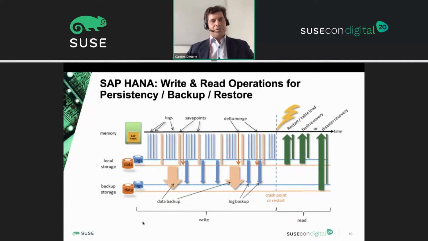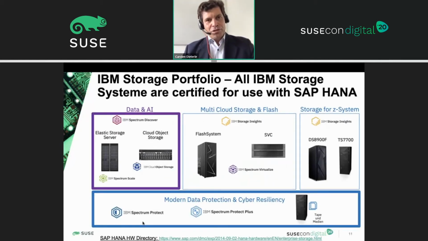Then you have, as I said before, to load your data from disk back into the memory of the server. And that is also a very I/O intensive, high bandwidth process, which needs a very good infrastructure in a SAN or in a network attached storage environment. From the IBM perspective, we have a huge storage portfolio, and as one big sentence, all IBM storage systems are certified for use with SAP HANA.